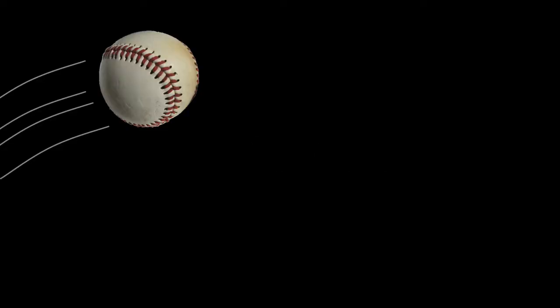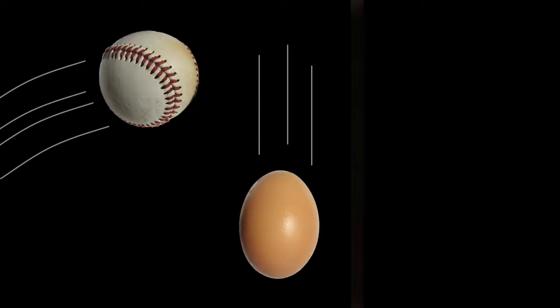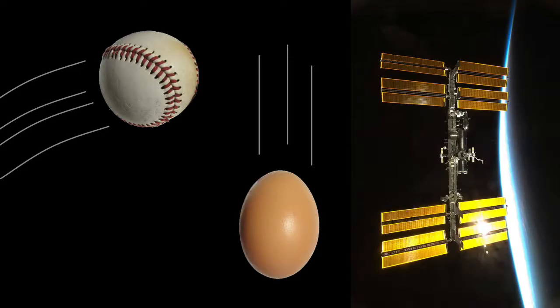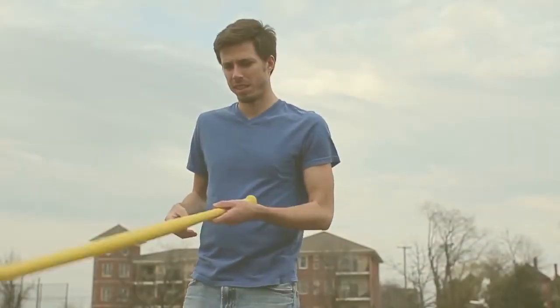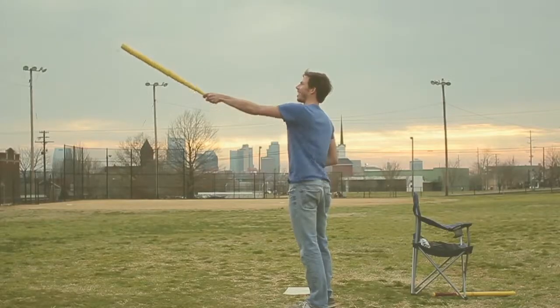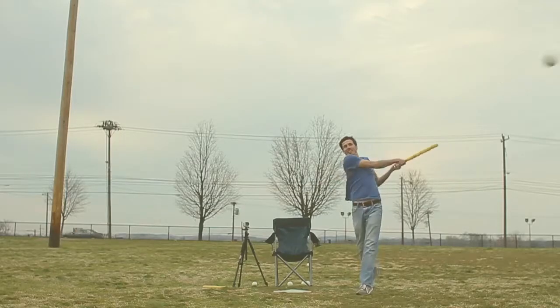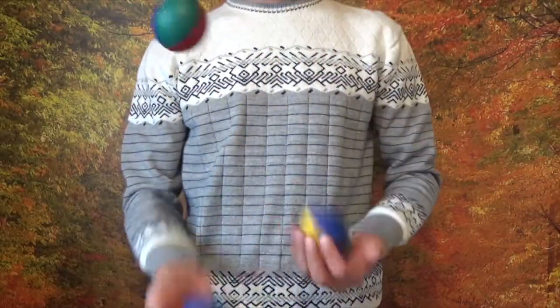Let me ask you a question. What do you think a flying baseball, a dropped egg, and the International Space Station all have in common? If you said they're all spelled differently, you're right. But they also share another feature. They are all moving in the same style, guided by the same force. They are examples of what physicists call projectiles.